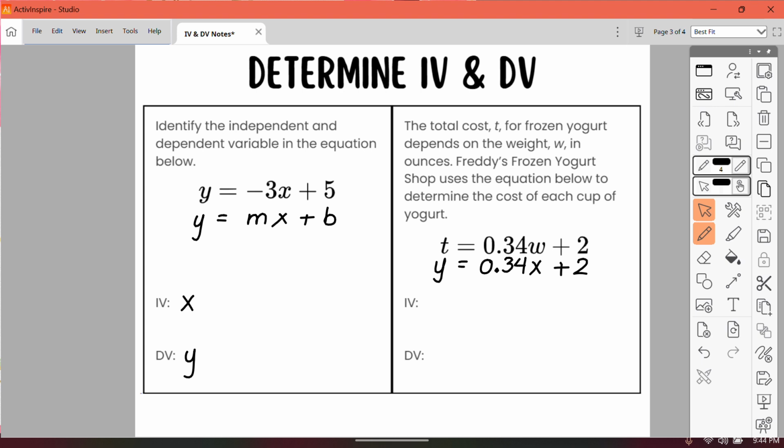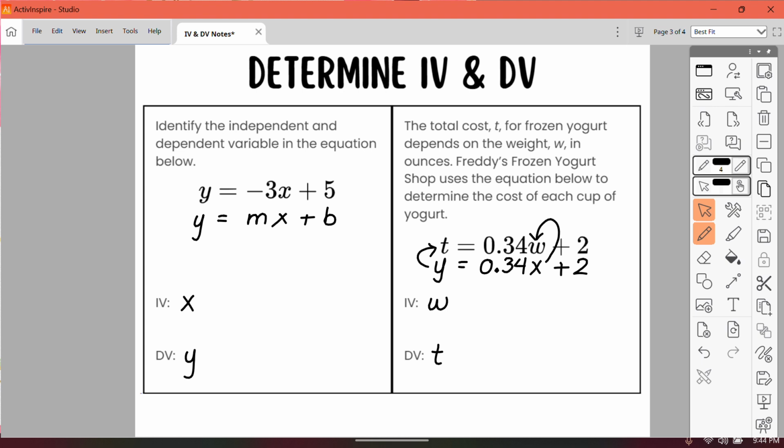Okay, but I can't write that my independent variable is x because technically this problem didn't have an x in it. What did it have in the x's place? It had a w. So my independent variable is w. And then I can't say that my dependent variable is y because technically there wasn't a y. What was in its place? The letter t. So t would be the dependent variable.